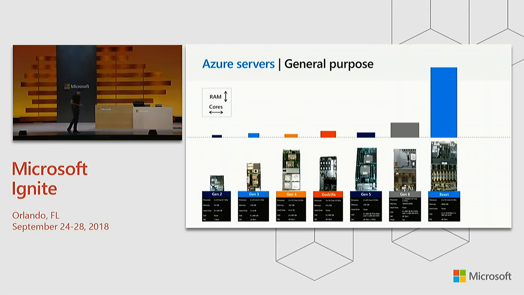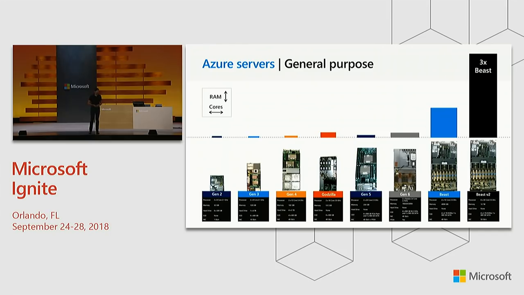And this is called the Beast. It's got 4 terabytes of RAM in it. But you're impressed at that? Well, they came and said, OK, that's good, but we've got even bigger SAP workloads. So we've just announced this, Beast V2. It's got 12 terabytes of RAM in it.